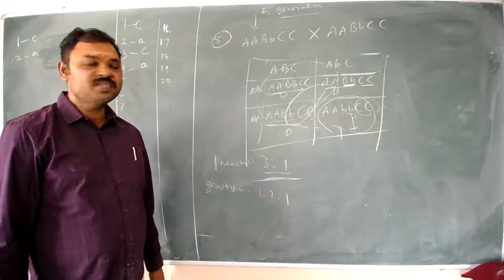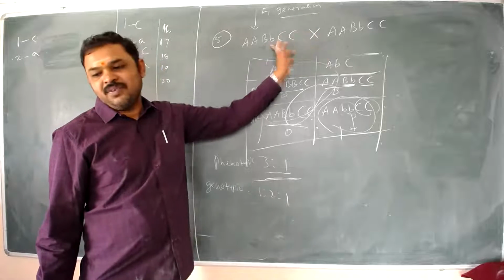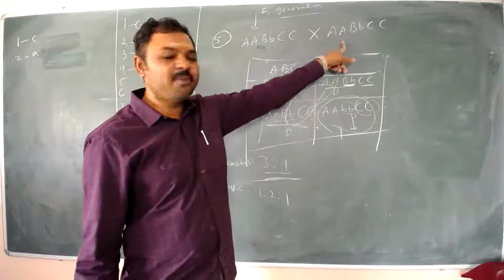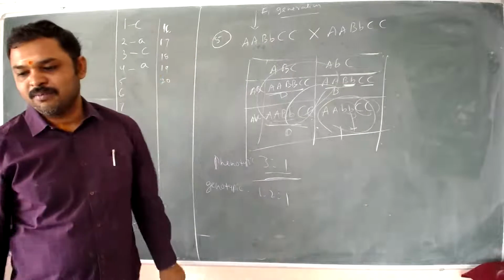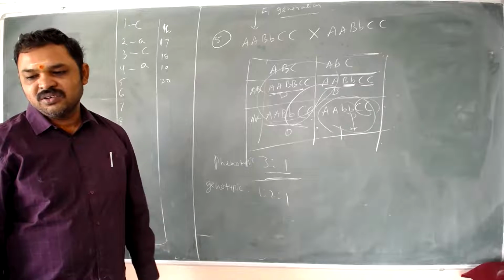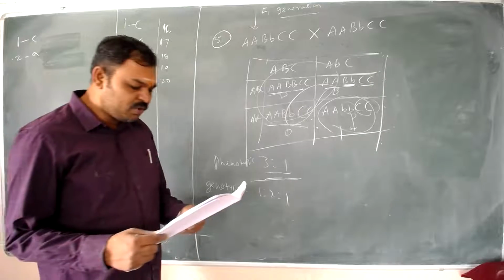What is the question? The given question is this genotypic plant is selfed. Selfed means a cross is made within the same genotype. From these two types of gametes, a total of 4 individuals will come. But out of 4, phenotypically, what ratio are they showing? 3:1. Genotypically, what ratio are they showing? 1:2:1.